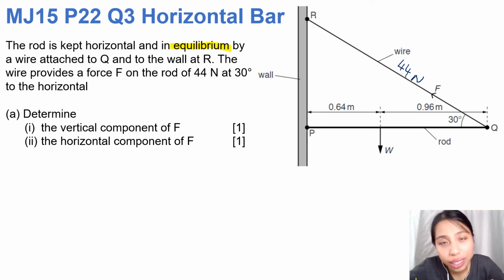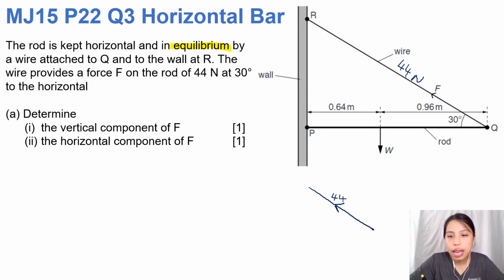Unfortunately, they don't use the letter T because T could be confused with tangent. Anyway, horizontal and vertical. So let's redraw it. There's an F of 44. You're going to have a vertical component, Fy, and a horizontal component, Fx.